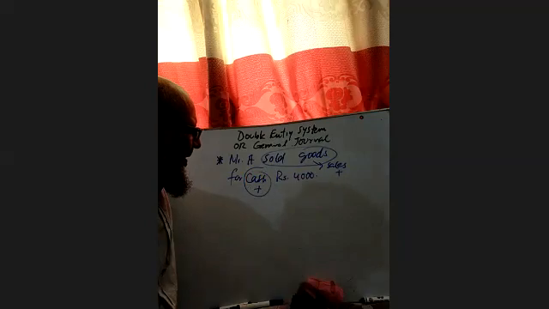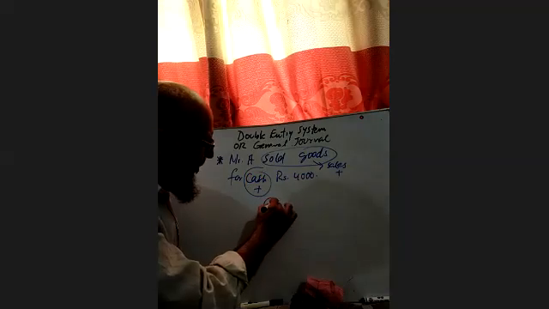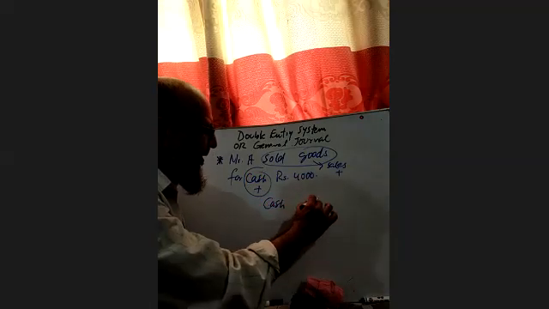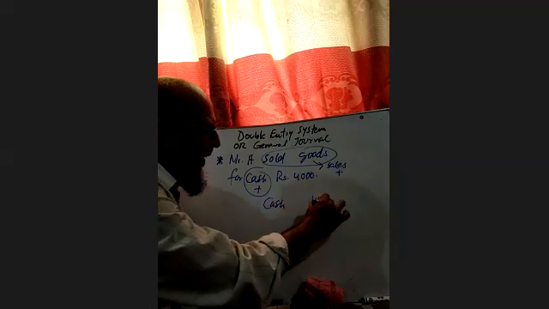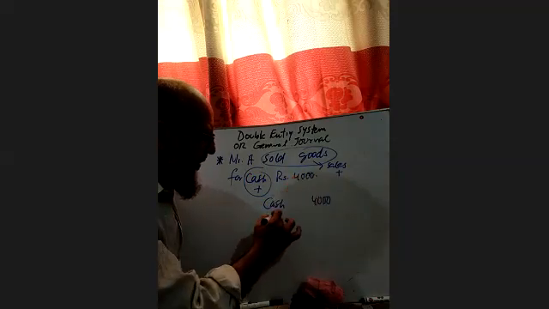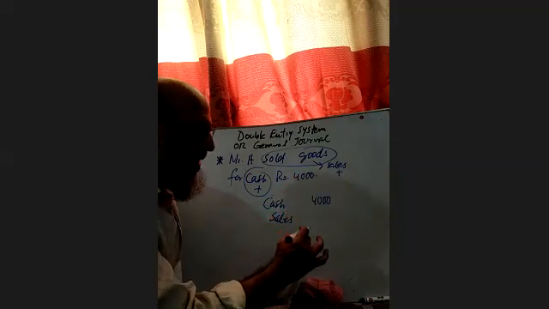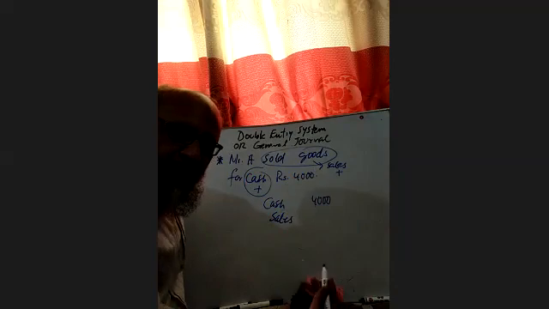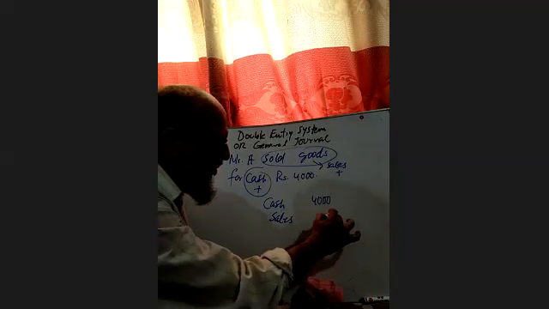Asset is increasing in this transaction. So cash is your title. Cash increase with cash rupees 4,000. Sales increase. Sales is revenue. Increase in revenue is credited.